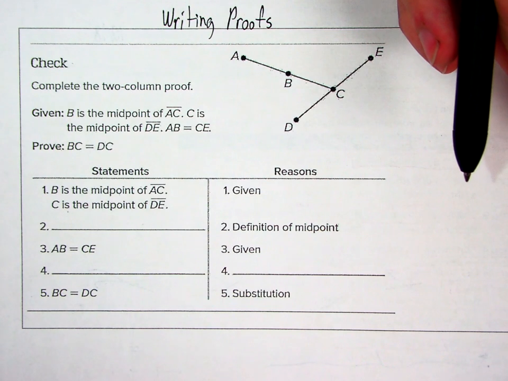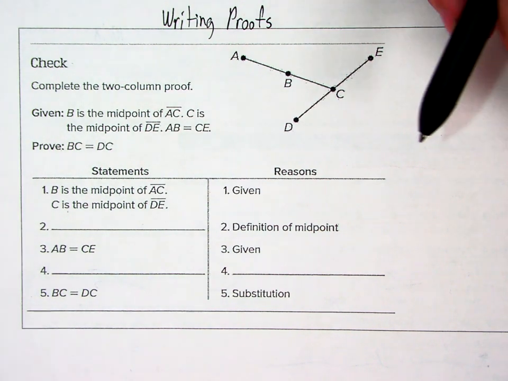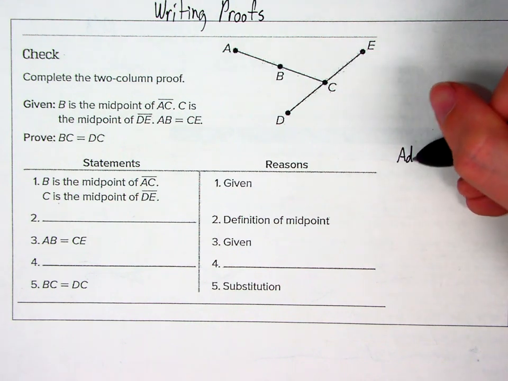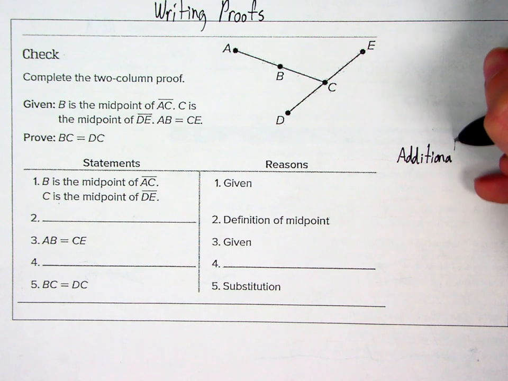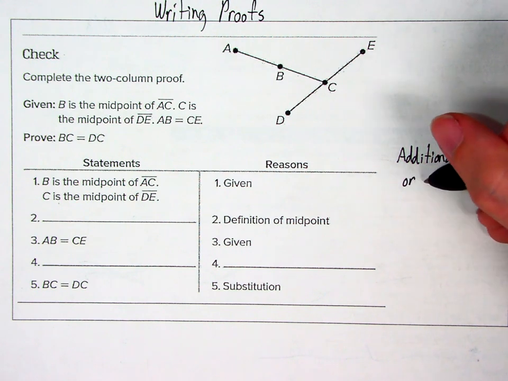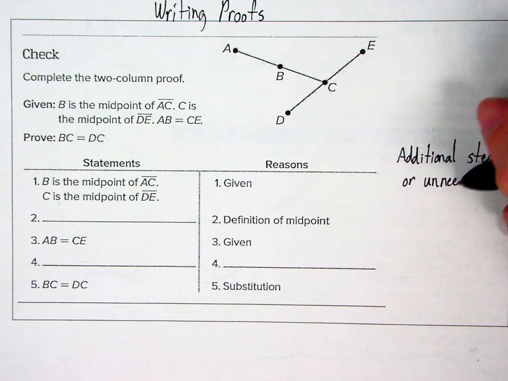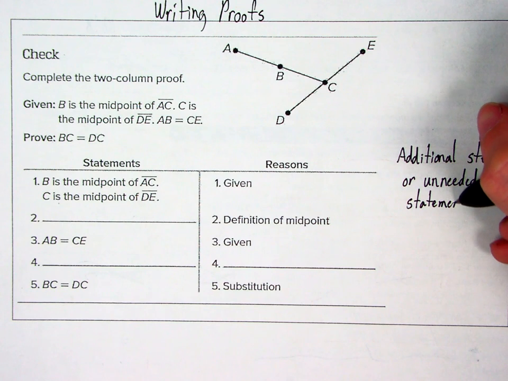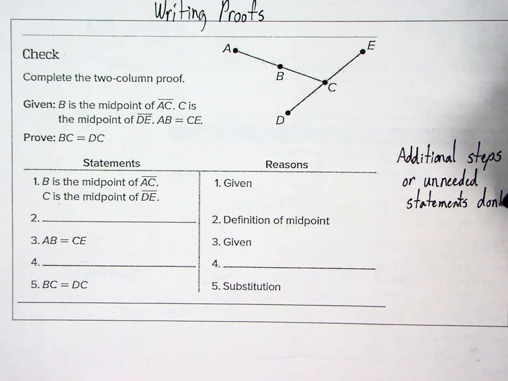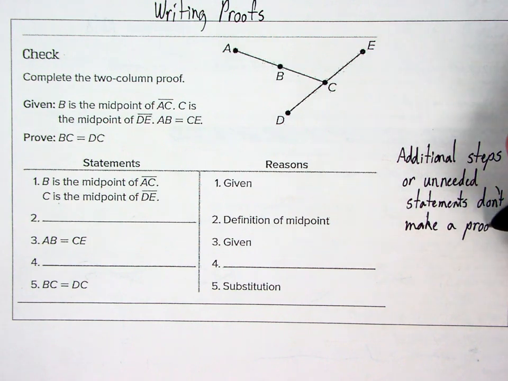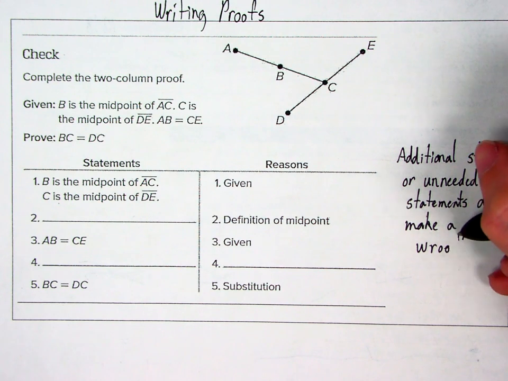I will say if there was some additional information, it wouldn't be wrong. So, just adding that comment here. Additional steps or unneeded statements don't make a proof wrong.